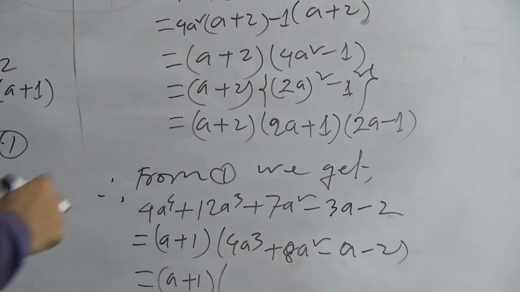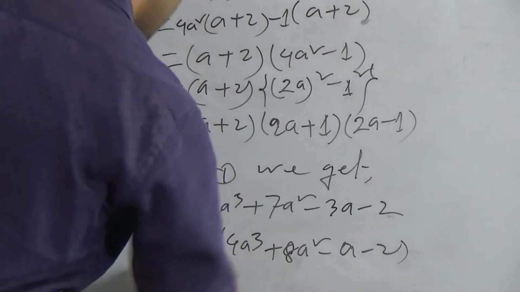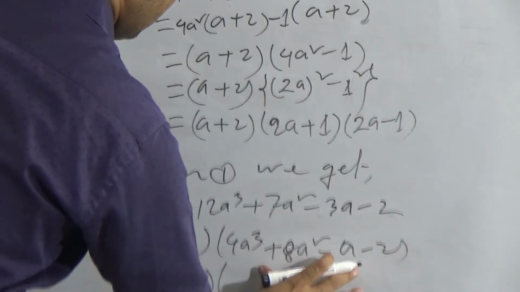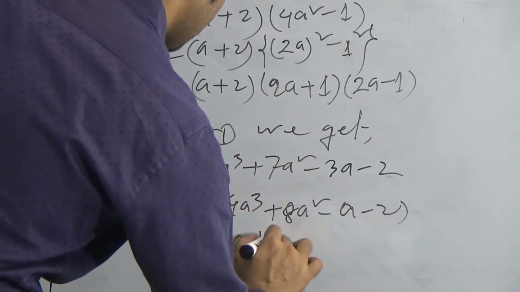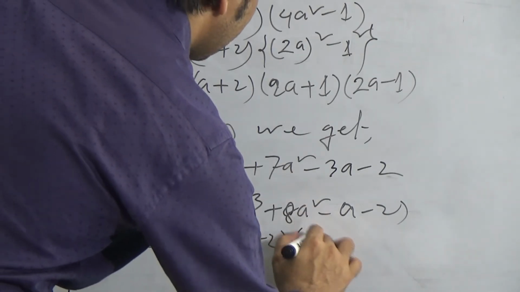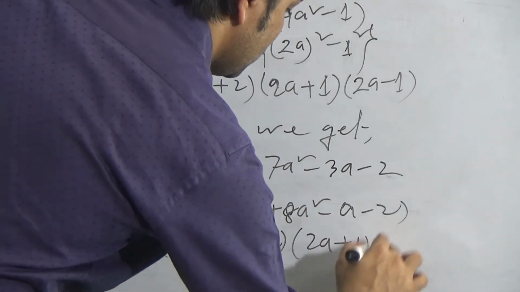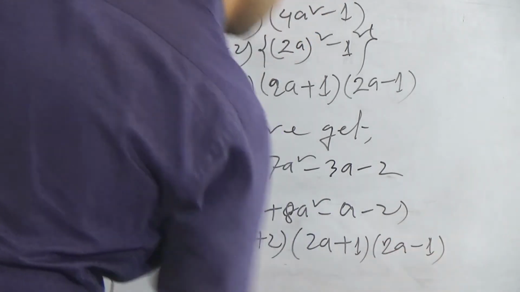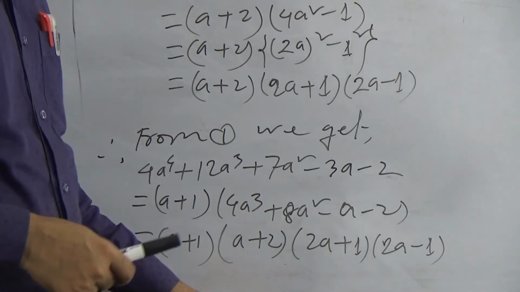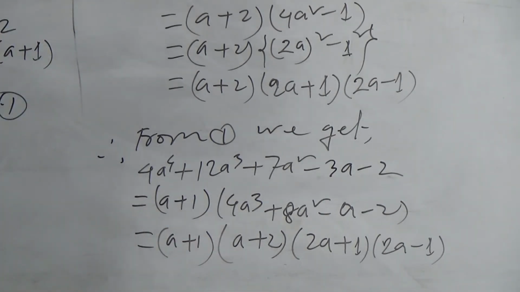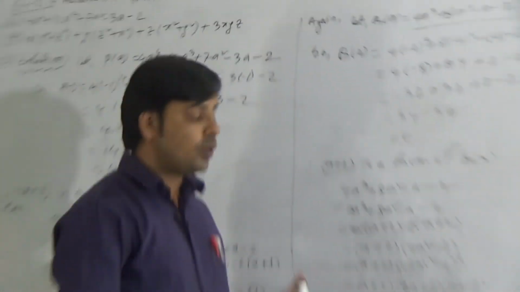So if we factorize this, we will get a plus 2 into 2a plus 1 into 2a minus 1. So the factorization is done here. Okay, dear students. So question 2 is done. Dear students, I hope you have understood how to factorize this question or how to resolve into factors.